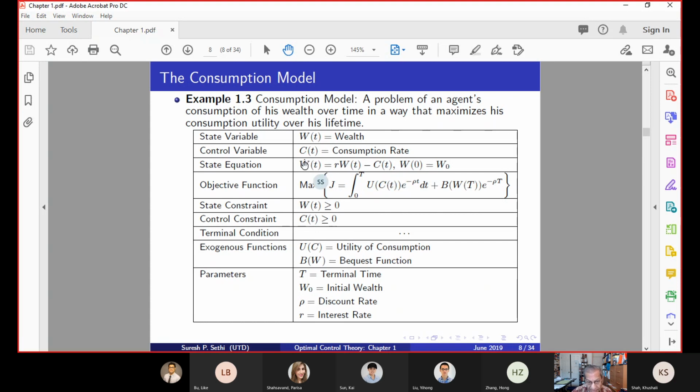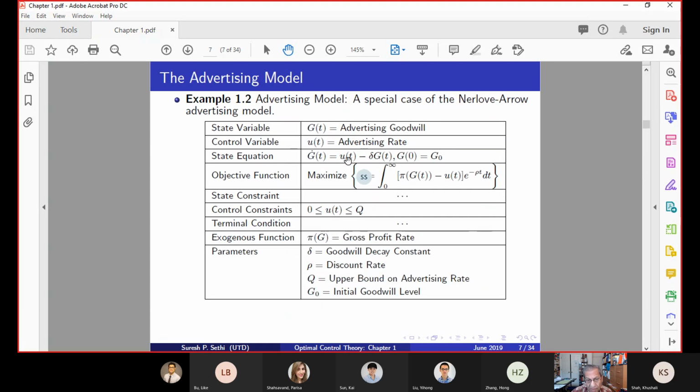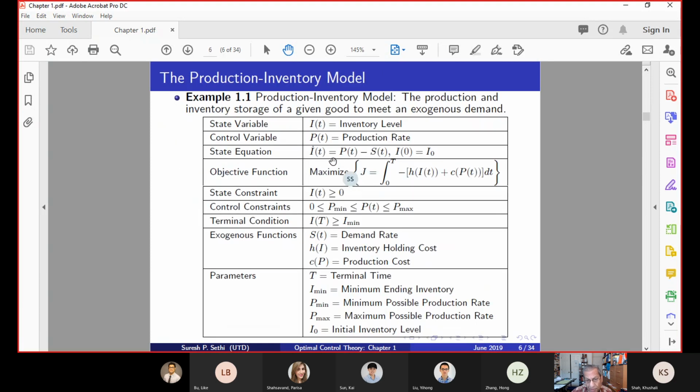But in general, there may be more than one state variable and maybe more than one control variable. For example, in an inventory problem, you could have two different goods. So you have inventory 1 and inventory 2, one for apples and one for oranges. There could be two inventories, for example, right? So that will be two state variables. And then the production will also be 2 in this case.